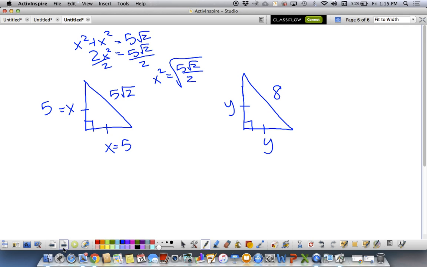What did I not do? That didn't work out. I didn't square c squared. Which is 50. Square that. So when I take the square root, that's 25 times 4, 5 times 4 is 50, times 2 over 2. Those cancel. X equals the square root of 25. X equals 5.